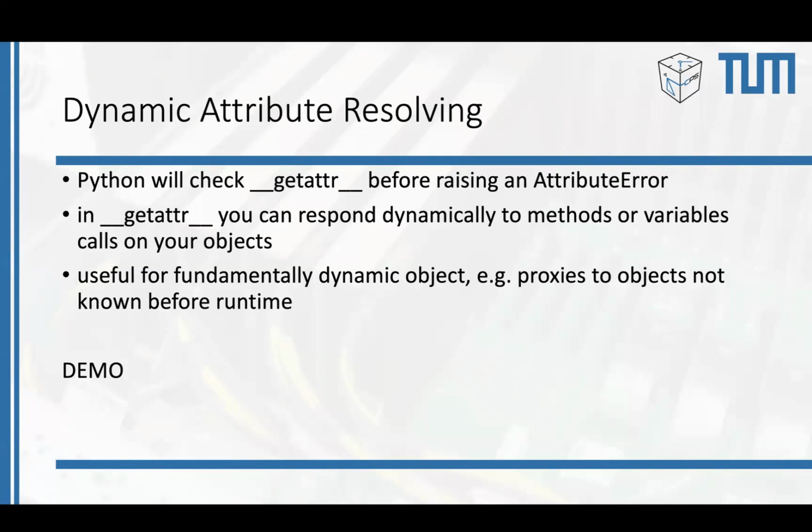It's basically the bread and butter if you want to implement a proxy. Right? You just put everything in the __getattr__ and then you dynamically do what is needed. Any question about this? Let's look at the demo then.